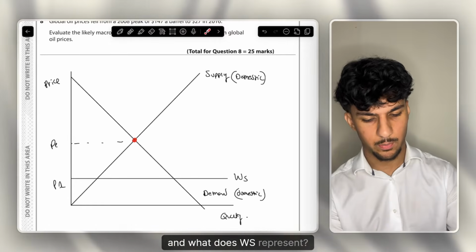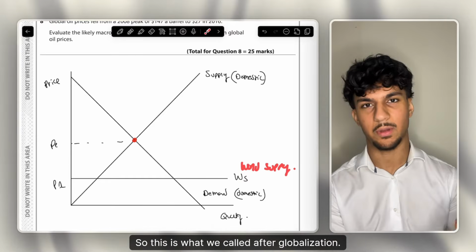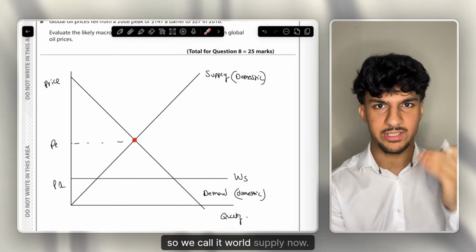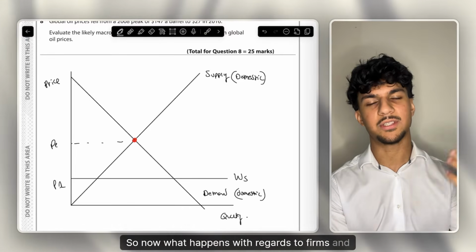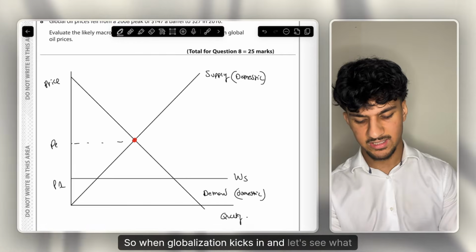And what does WS represent? WS represents world supply. So this is what we call it after globalization. When globalization occurred, basically the world started to trade, so we call it world supply now. So now what happens with regards to firms and consumers when world supply comes in, so when globalization kicks in? Let's see what happens.